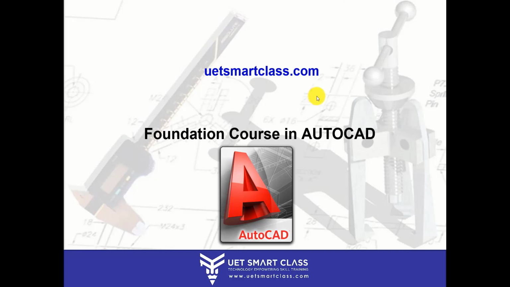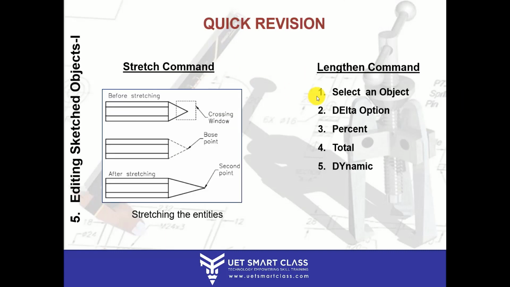So let's start with a quick revision. In the last class, we did two commands, that is the stretch command and the lengthen command. The stretch command was a very easy command in which you can just stretch the entity by selecting through the crossing window method, taking the base point and giving it a second point. So it will be stretched. You can even shorten it. So you can lengthen it and shorten it. At times, you may require this command. So it's a very basic command.